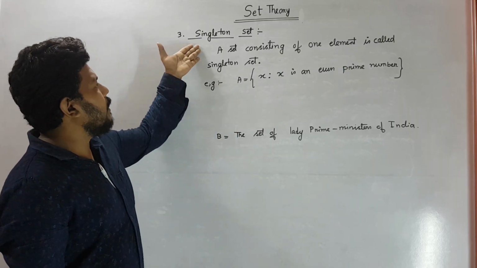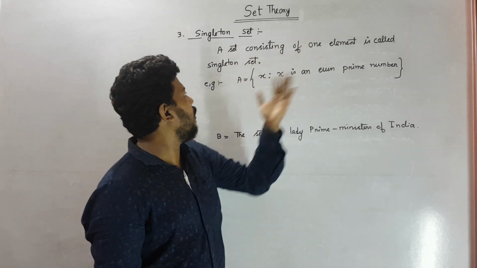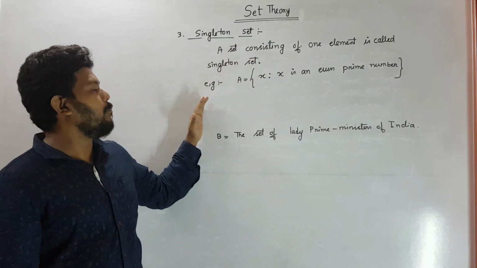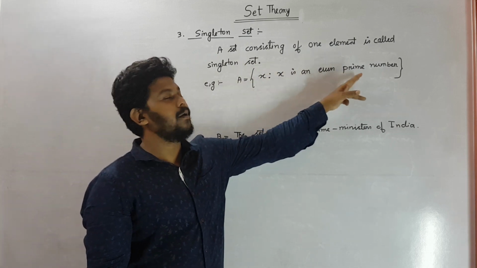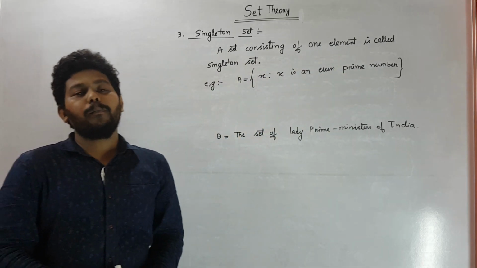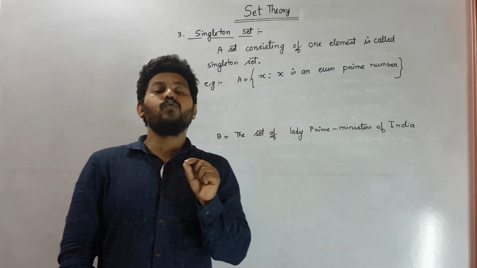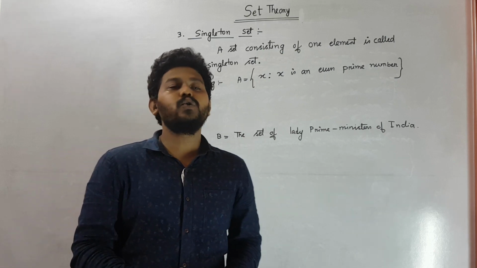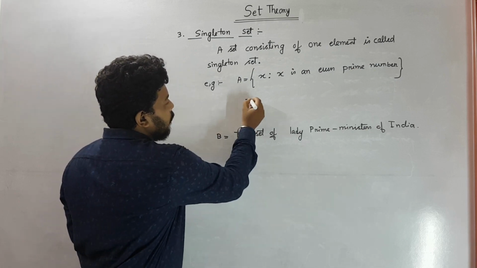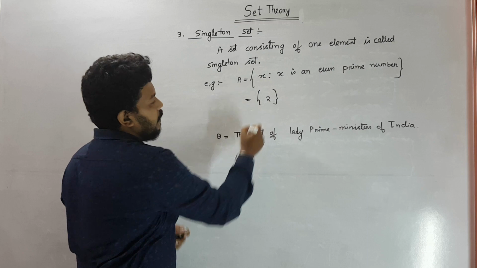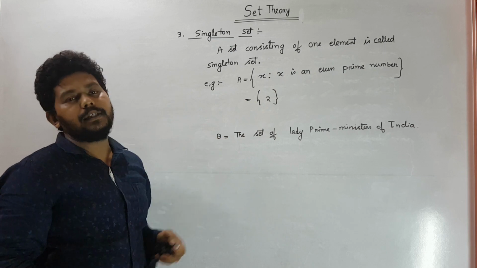Next is singleton set. A set consisting of one element is called a singleton set. Example A, x is such that x is an even prime number. Now we know that prime numbers have only two divisors. So there is only one even prime number, which is 2, because 2 is equal to 2 into 1. That's why it is 2. Now this set consists of only one element, that's why it is a singleton set.